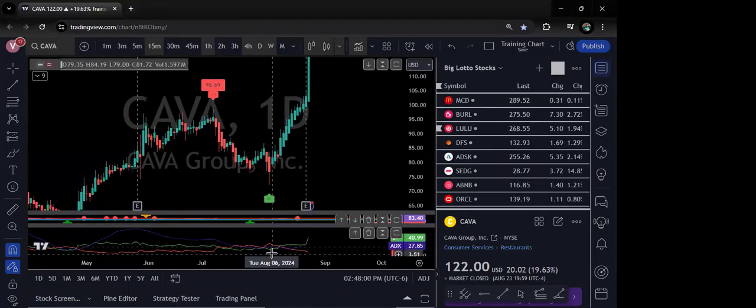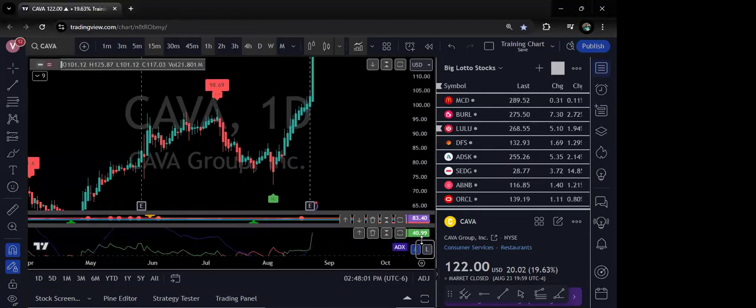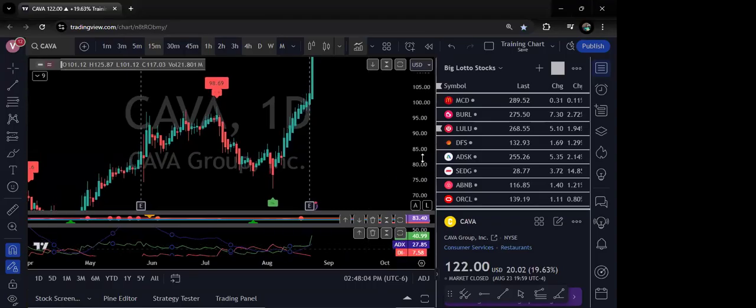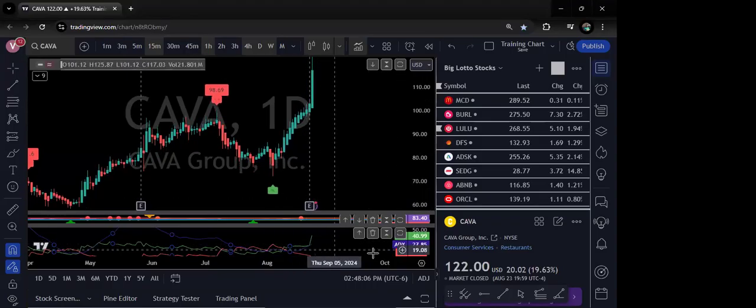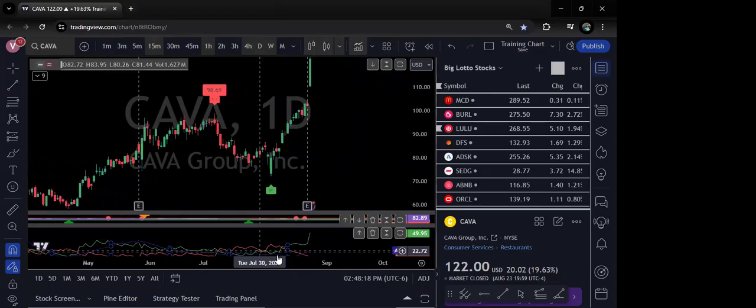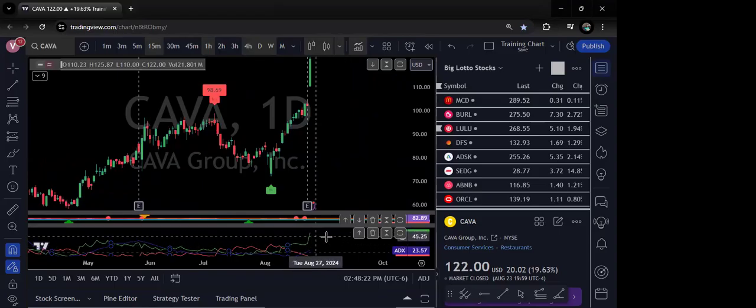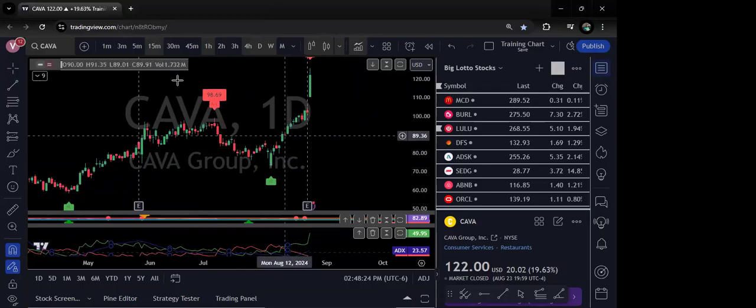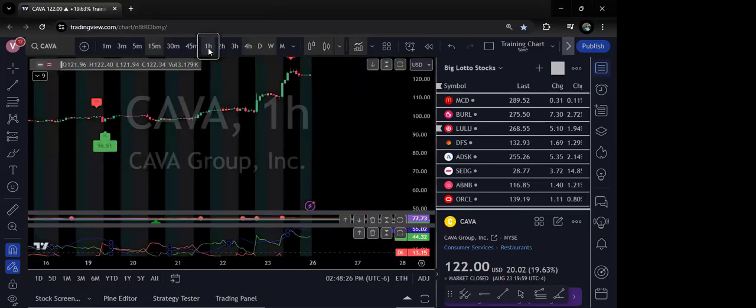Okay, so here, if you play, what is it? Replay, you have to be on regular candles. Okay. Now, this is what you're seeing on the daily. This stock is trending up. Let's see on 1 hour.